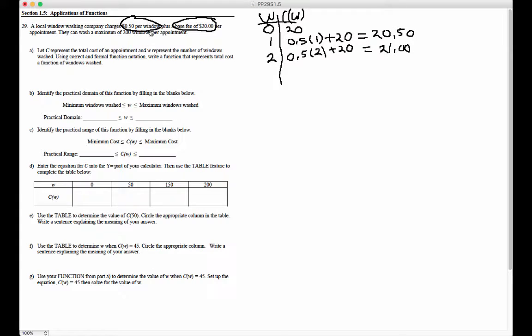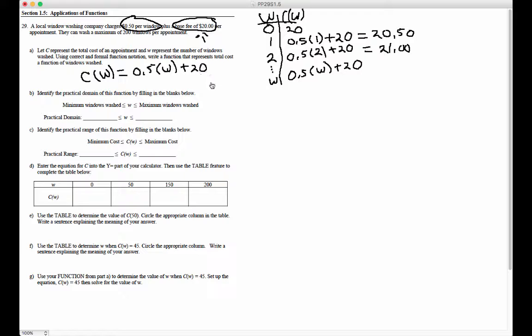Many times this value right here is called the variable cost. This value over here is called the fixed cost, depending on what you read. Okay, so the thing to notice though is that in general for W, I'm going to have 50 cents times W plus 20. Okay, so that tells me that our formal function C is C of W is equal to 0.5 times W plus 20.